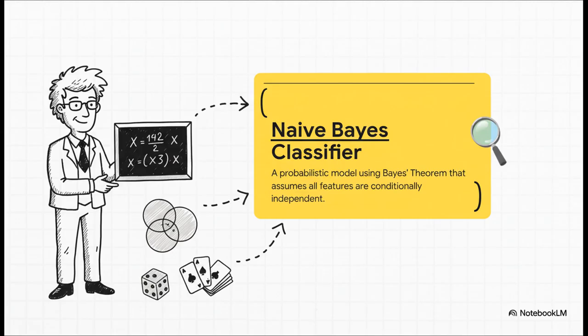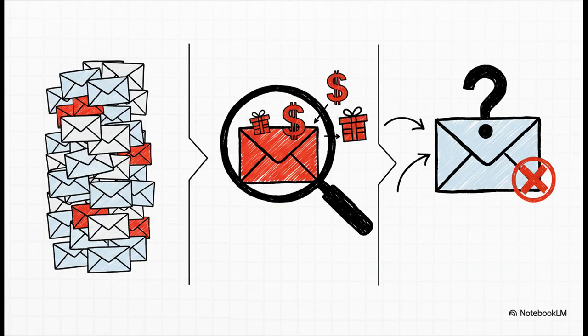Now, in the real world, that's almost never true, but making that assumption is what makes this algorithm incredibly fast and efficient. So how does this actually work for filtering spam? It's a few steps. First, it looks at all your old emails to get a baseline. What percentage of your emails are usually spam? That's its starting point. Then it looks at the evidence. How often do words like free or winner pop up in spam compared to your normal emails? Finally, it combines that starting belief with the new evidence to make a final, updated prediction on any new email that hits your inbox.